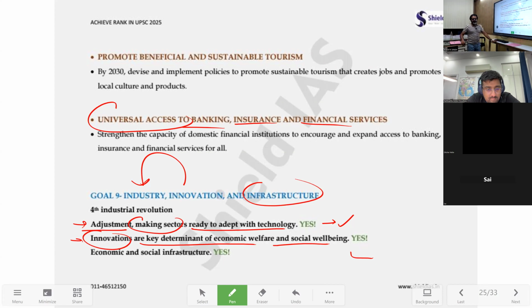So infrastructure, starting from the basic roads and connectivity, storage systems that we are talking about. Okay. So what is the meaning of social infrastructure here? Economic and social infrastructure with respect to workplaces.